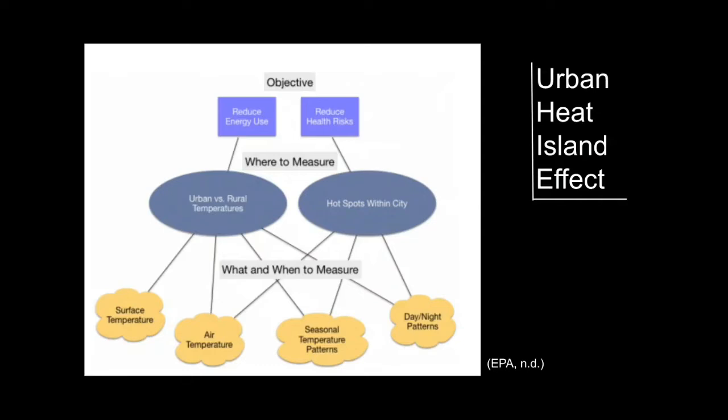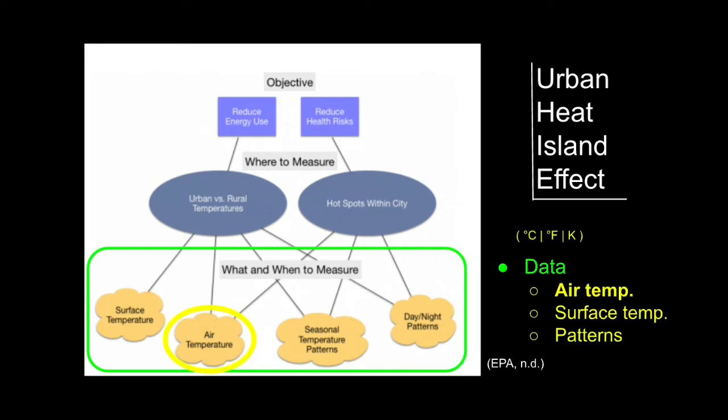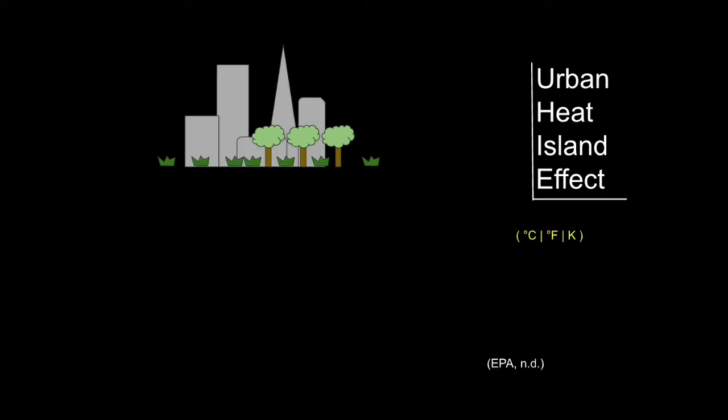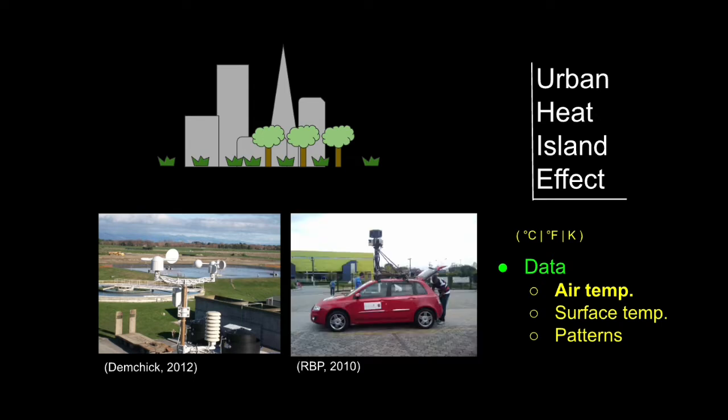Now, our objective is to either reduce energy use or health risk. And before we do that, we need to obtain the data. These data could be air temperature, which is important for assessing heat islands found within the urban canopy, from ground level to the top of the trees, such as buildings. These can be obtained by directly using standard weather stations and other monitoring instruments, such as mobile traverses. These monitoring networks and traverses typically cover just a portion of a city's area.